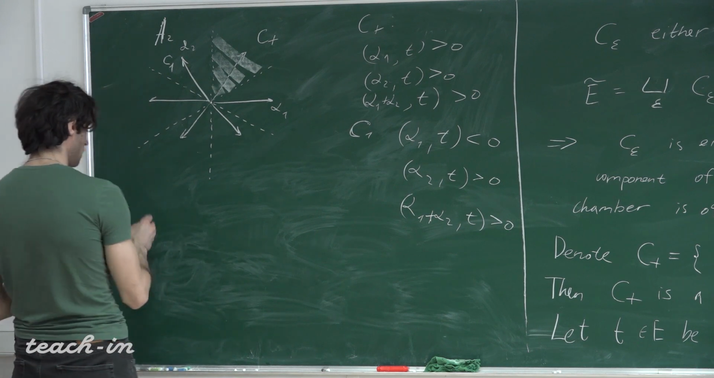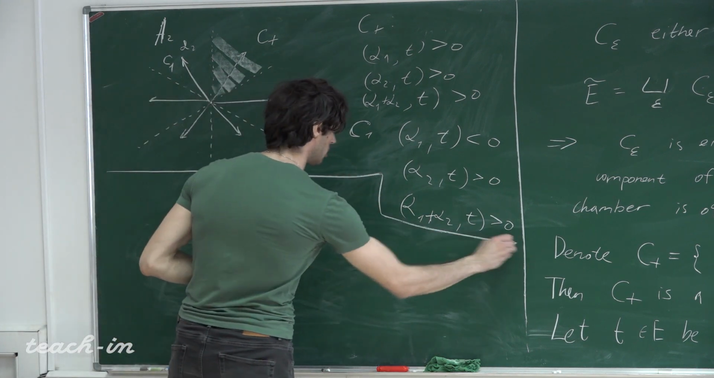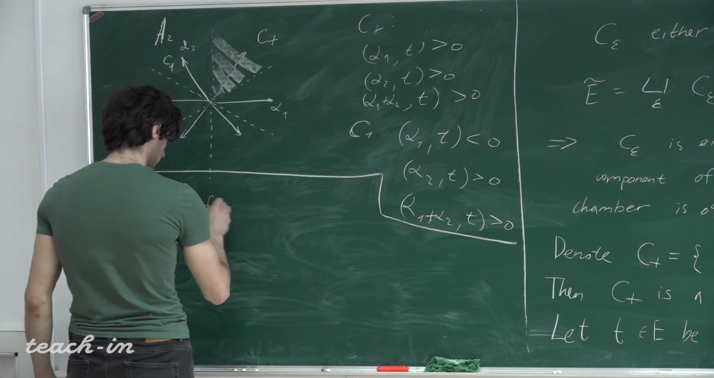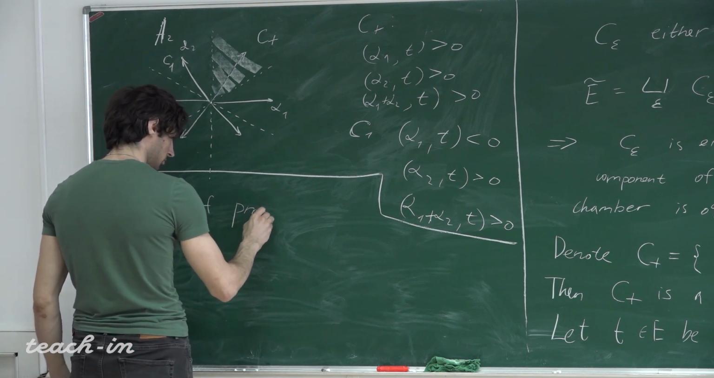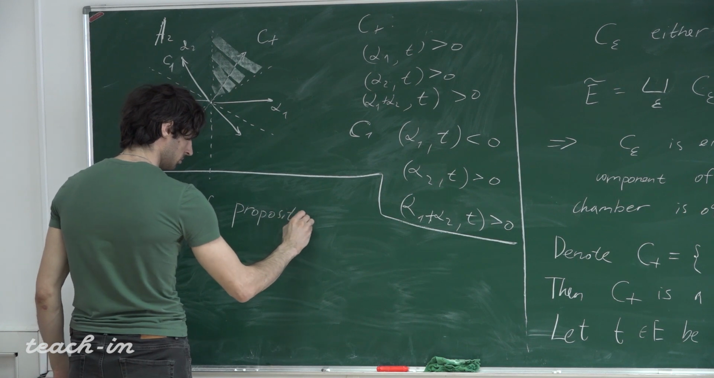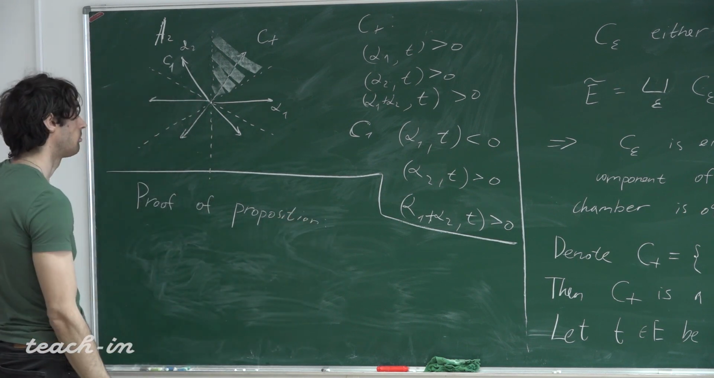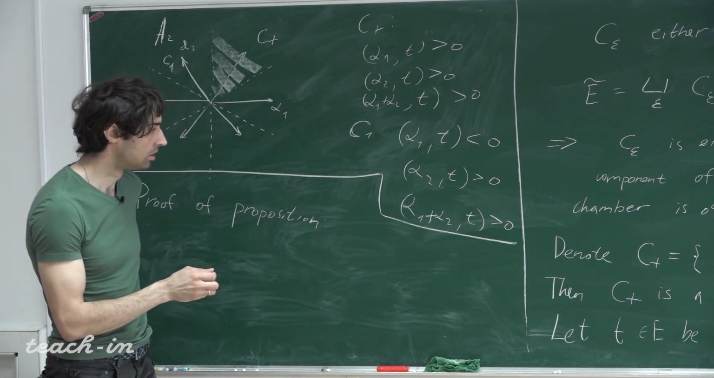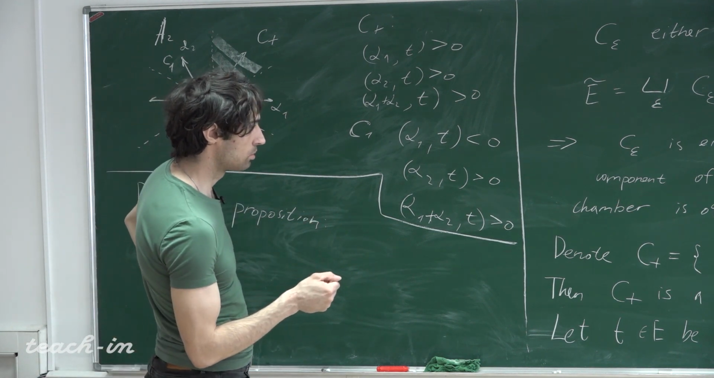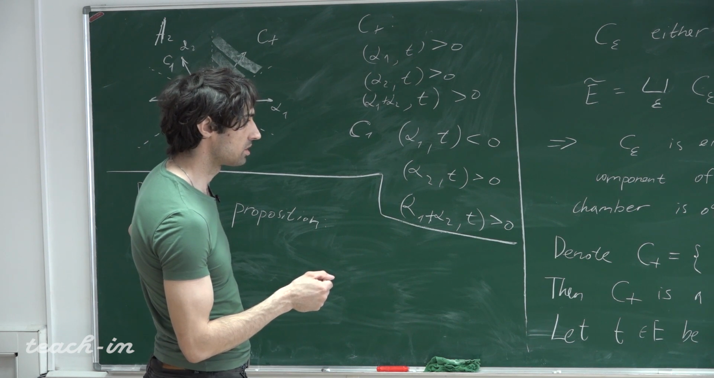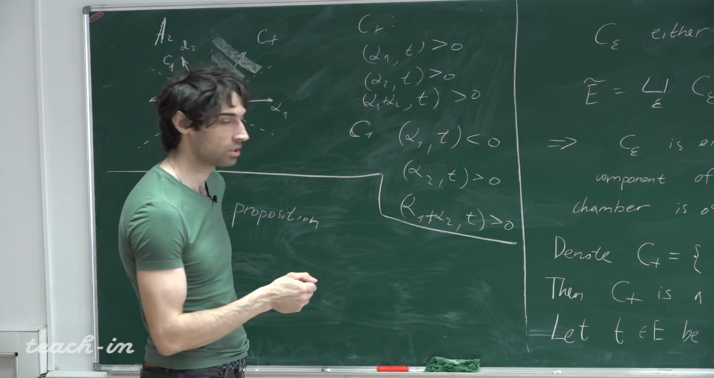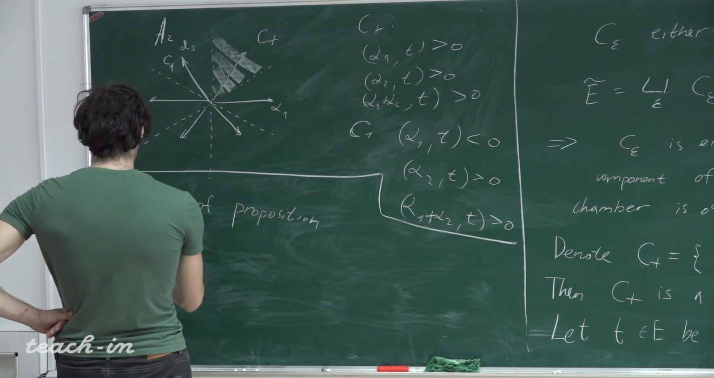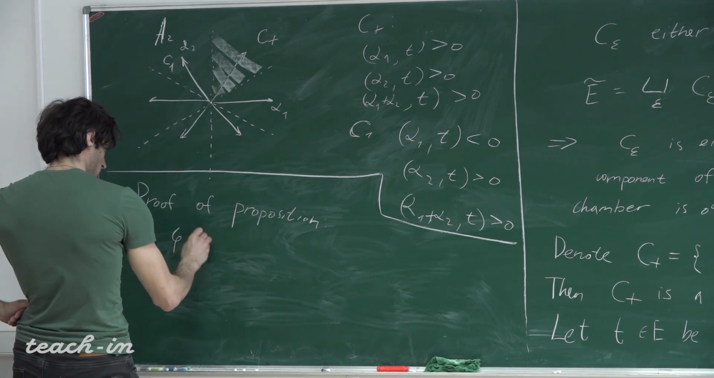Okay, so proof of proposition. Right, so what do we need to prove? We need to prove that it's a bijection. Let's first prove that it's surjective, this map. So phi is surjective.